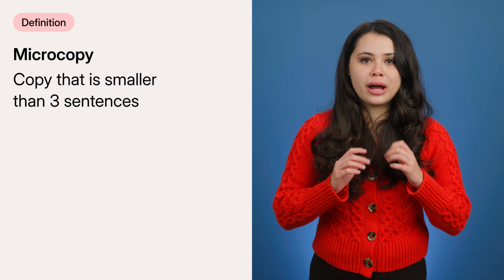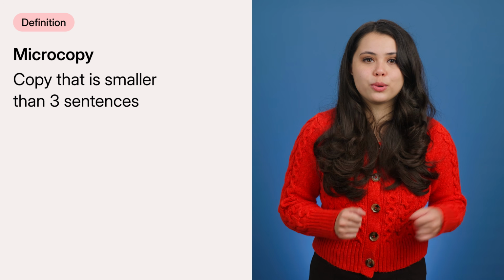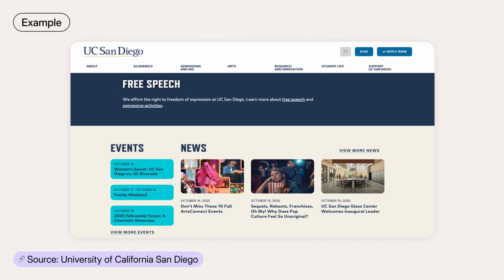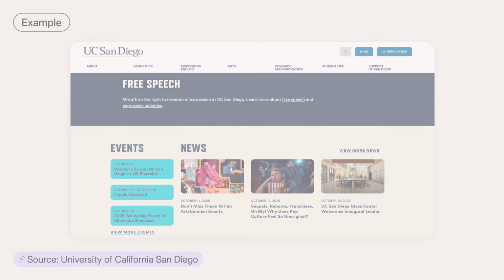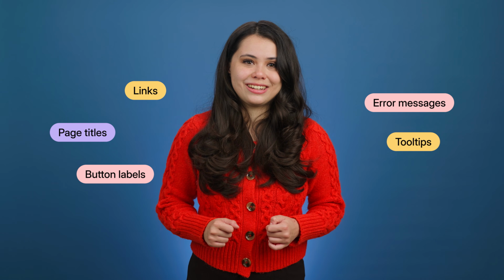You can find microcopy anywhere an interface needs to quickly inform, influence, or support user interaction. Because it can communicate so many things without breaking user flow, it's probably the most abundant form of copy. Most homepages, for example, will only contain microcopy, and a lot of it. Some examples of microcopy include link and button labels, page titles, error messages, and tooltips, which you'll notice are all very common forms of UI writing.